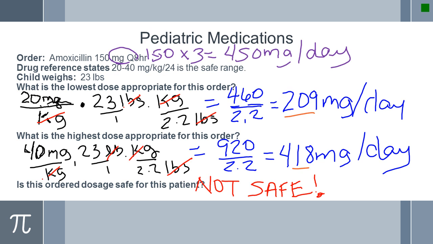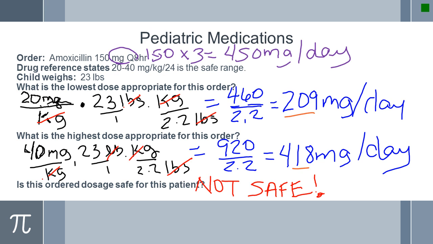And then our highest dose is 40 milligrams per kilogram. 23-pound patient. Kilogram, 2.2 pounds. Get rid of our labels, always, always, always.